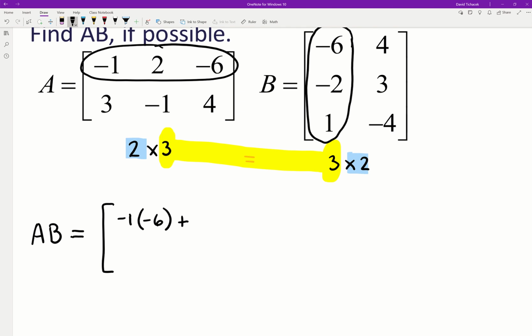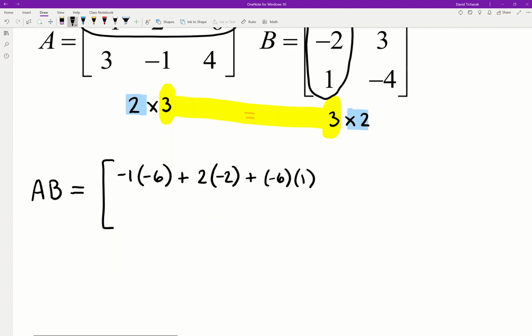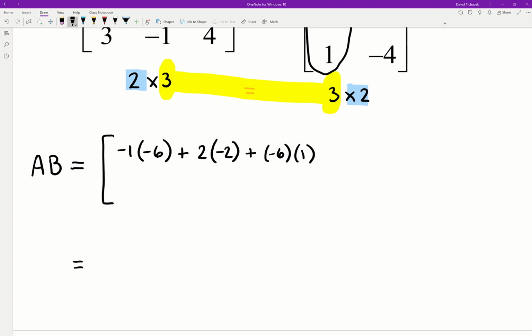So we're going to move on to the second entry of the first row of A, that is 2. We're going to multiply that times the second entry of the first column of B, that's -2. And we're going to take that result and add that to doing the last ones, right? So that is going to be -6 times 1. That's the last entry of the first row of A times the last entry of the first column of B, okay? And believe it or not, that is going to be the first entry of this matrix here.